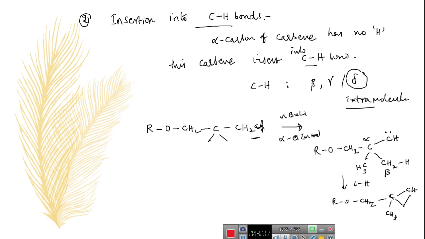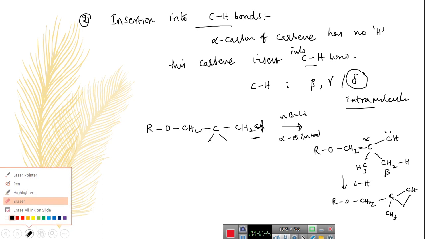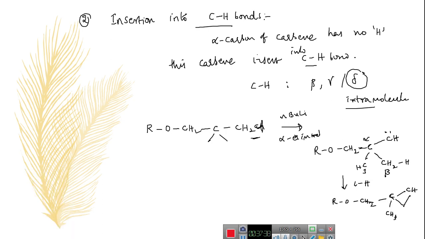This is the first case, that means the alpha carbon of this carbene should not have any hydrogen. You see here, the alpha carbon of this carbene doesn't have any hydrogen. So in this condition, this carbene inserts into either the beta CH bond or the gamma CH bond or the delta CH bond. Suppose you have beta, gamma and delta CH bonds, it preferably undergoes insertion with the delta CH bond. In this example, we have only the beta CH bond, so the formed carbene inserts into the beta CH bond.